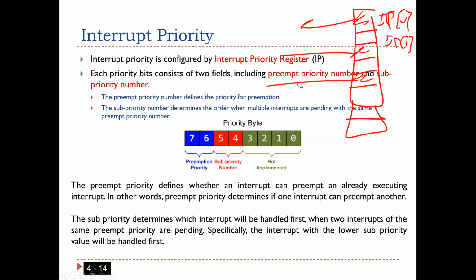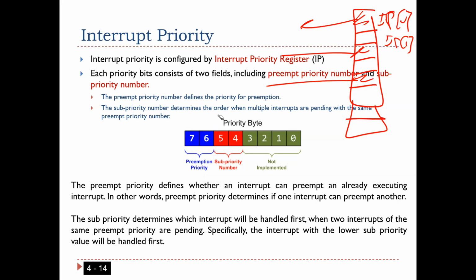As you see here, the first 2 bits we call the preemption priority. I'm going to tell you what this means. And the second 2 bits we call the sub-priority number. So 2 bits for preemption priority, 2 bits for sub-priority number. We don't use the other bits. Is that okay? This is the byte for each source. Look at the story. What is the story? I'm going to tell you.